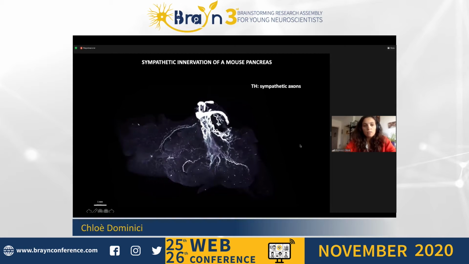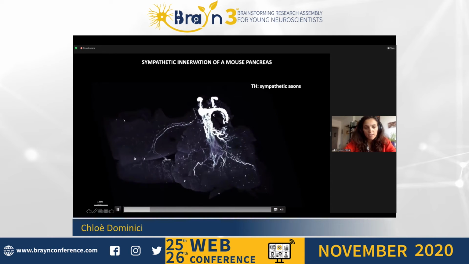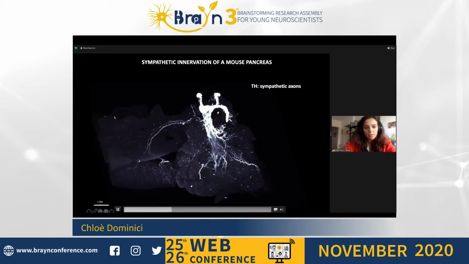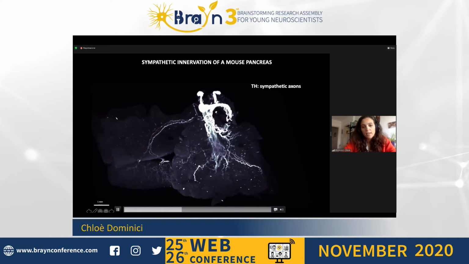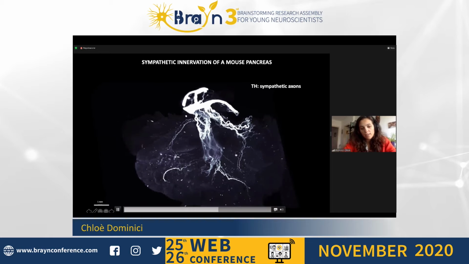So here you see the sympathetic innervation of the whole pancreas. We see that there is a specific pattern of innervation. First, you have here a big branch that goes along the spleen and through all the pancreas. And here you have two other branches that divide, and they innervate the whole organ.